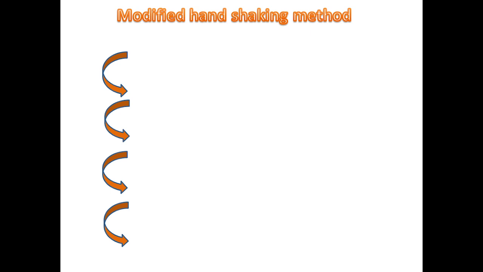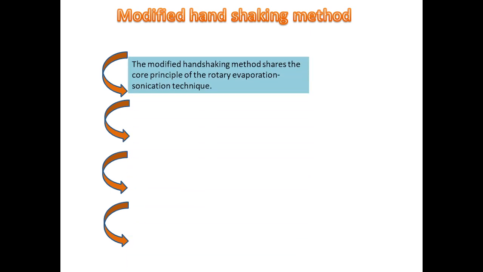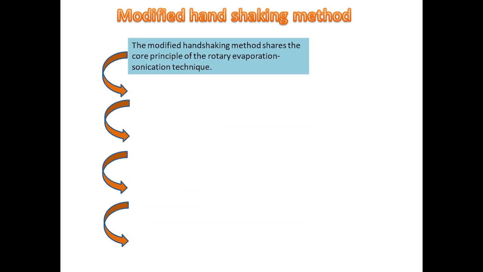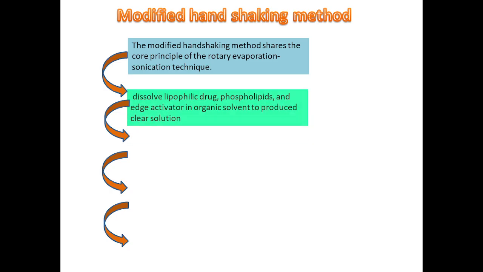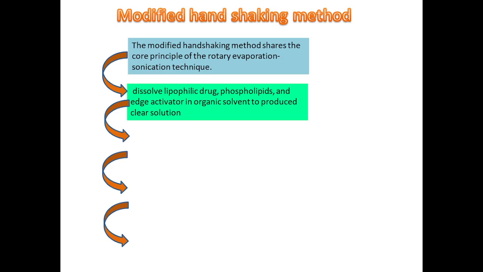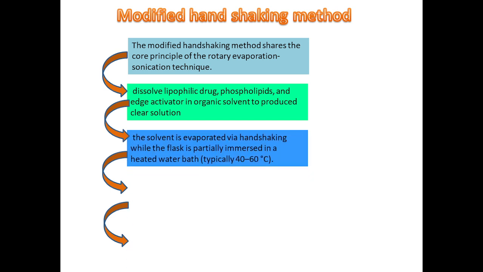Now another method is the modified handshaking method. This method shares the principle of both rotary evaporation and sonication technique. First step is to dissolve lipophilic drug, phospholipid and edge activator in organic solvent to produce a clear solution. So lipophilic drug, phospholipid, edge activator, all these are dissolved in organic solvent to produce a clear solution.